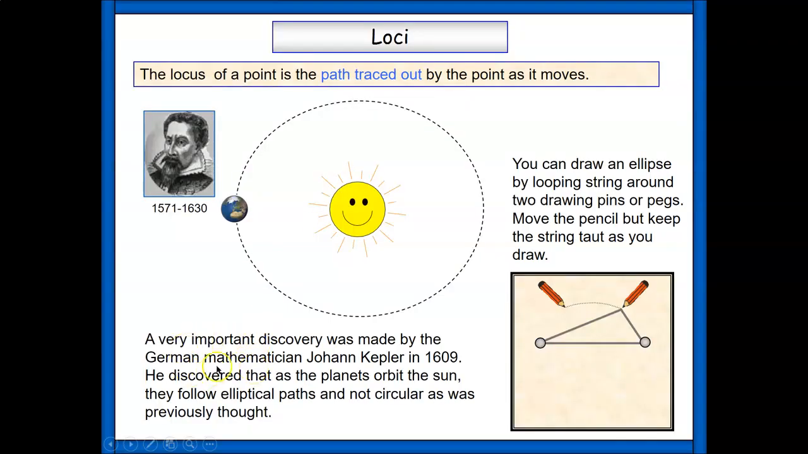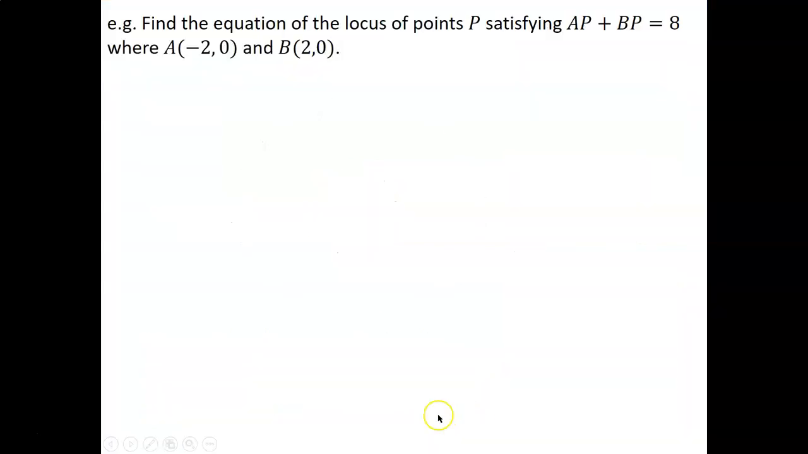So, the German mathematician and astronomer Johann Kepler in 1609 discovered that the planets' orbits of the Sun follow elliptical paths and not circular ones, as was originally thought. There is a video under this one which shows how you can draw an ellipse using this particular method.